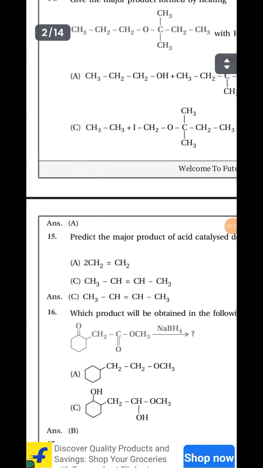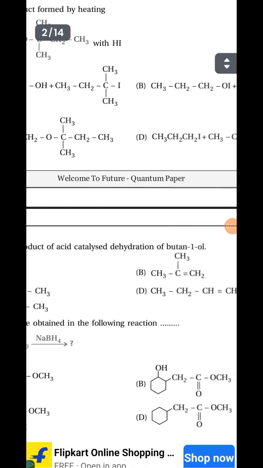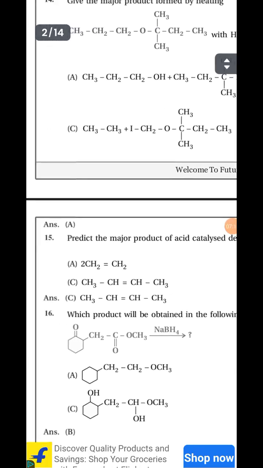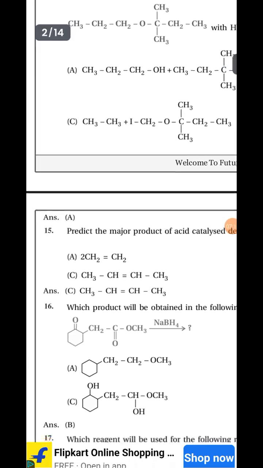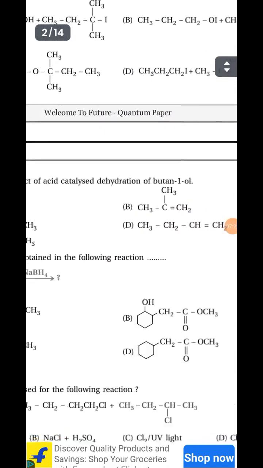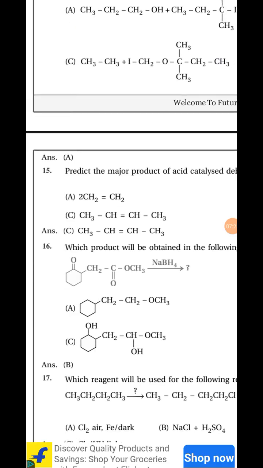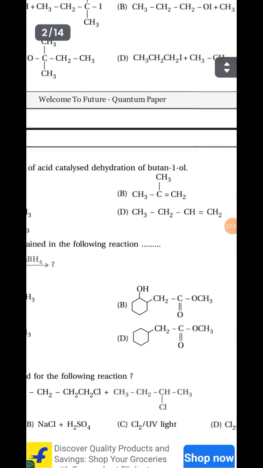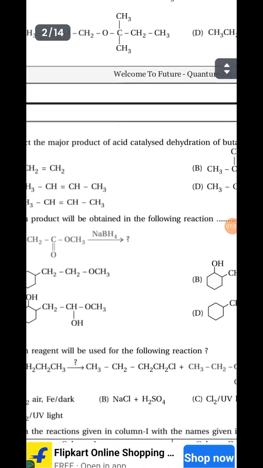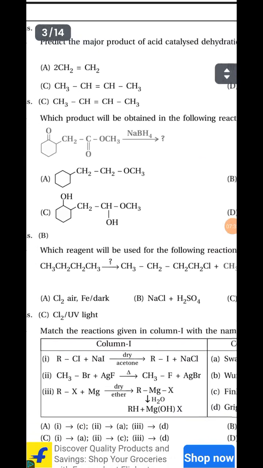So here when you are doing the acid catalyzed dehydration of butan-1-ol, your product would be CH3-CH=CH-CH3. Next one, which product would be obtained in the following reaction? Here you are reacting, and which product would be formed? So here product B would be formed. So here students, you can check out these questions.